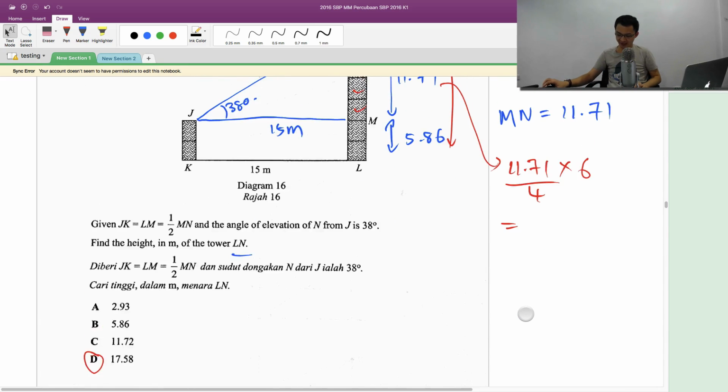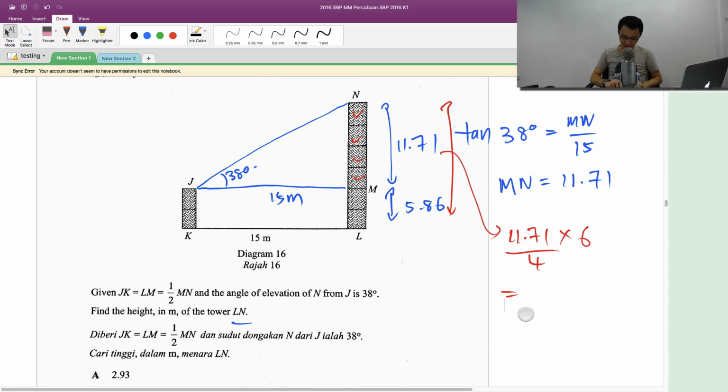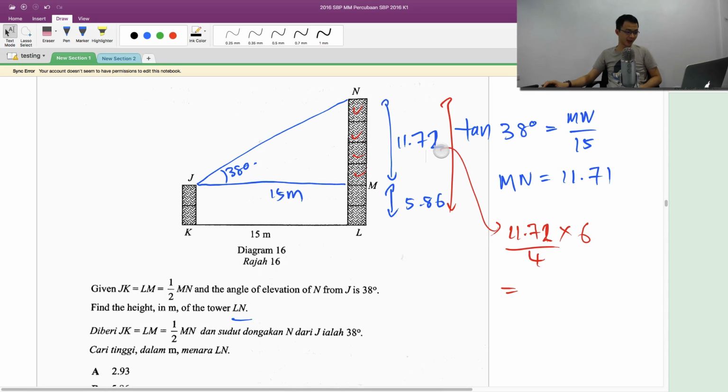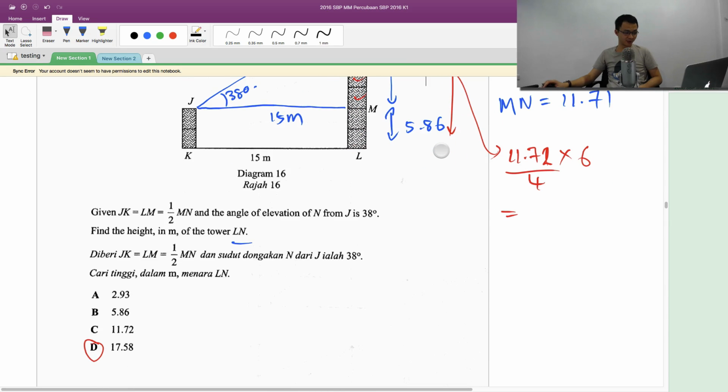Because here I get 5.8. Let me type again. Tangent 38 multiply 15. Yeah, because this is 7.2, it's not 7.1. This one should be 7.2, because I have to round off. And then divided by 2, this one should be 8.6. Okay, so if you understand, then it should be good.